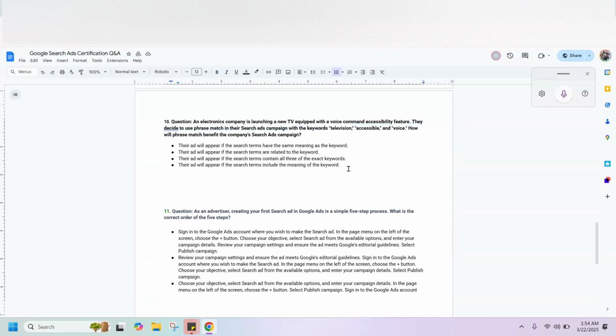They want to use only the words television, accessible, and voice. Use placements and therefore some of the keywords. So we can go for the last one: the ad appears including the meaning of the keywords. Yeah. Are you sure?